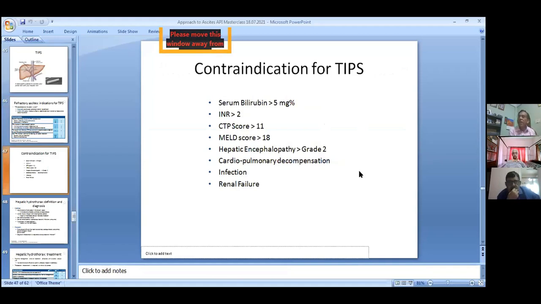There are some contraindications of TIPS. If the bilirubin is more than 5 milligram, INR is more than 2, CTP score more than 11, MELD score more than 18, then TIPS should not be done. And also if there is grade 2 or more hepatic encephalopathy or cardiopulmonary decompensation, the patient has significant cardiac disorder, heart failure in cirrhosis, or there is infection or renal failure. So these are the contraindications of TIPS.